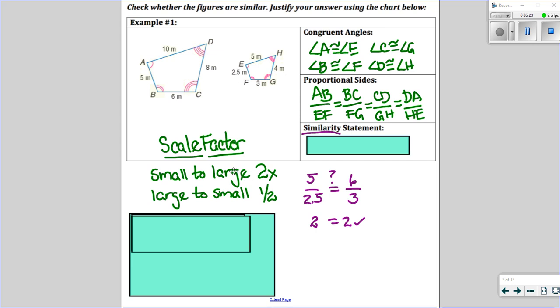So that is a scale factor depending on which direction I go. So with all that being said, I can say that ABCD is similar to EFGH because the angles are congruent and the sides are proportional. So I've justified that both of these shapes are similar. That's how you would do that if you had an example like that. Look at the sides, see if there's a relationship, and see if it happens consistently within the shape.